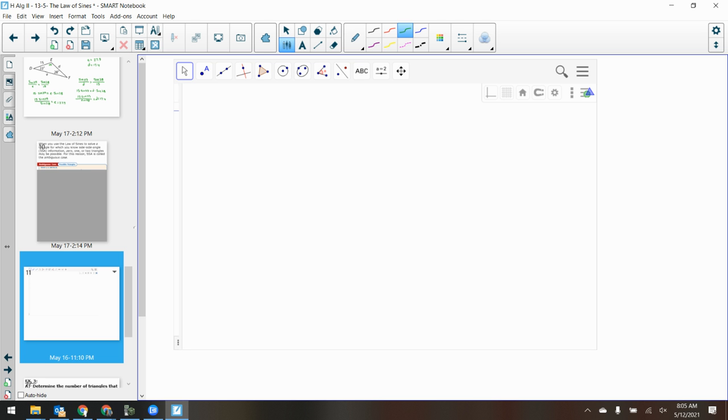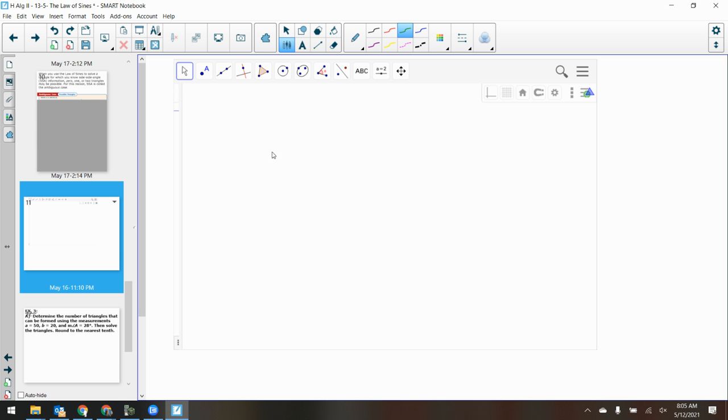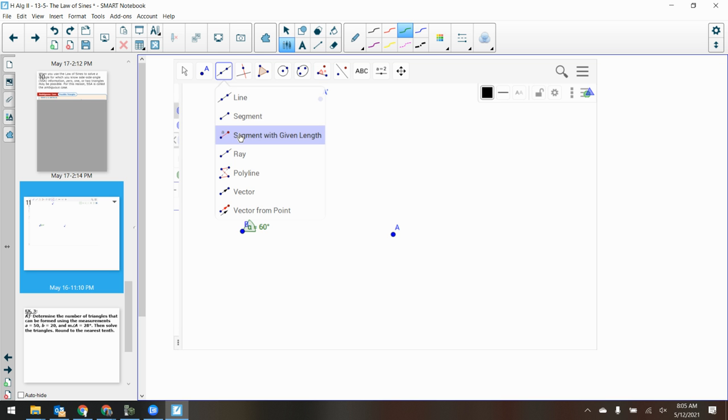All right. So what I'm going to do is create for myself two set sides on a non-included angle. I have to refamiliarize myself with this a little bit. I want to create an angle with a given size. Let's go 60 degrees. Okay. And then I want to do two set sides. I want to do, let's do it from here. Segment with a given length.